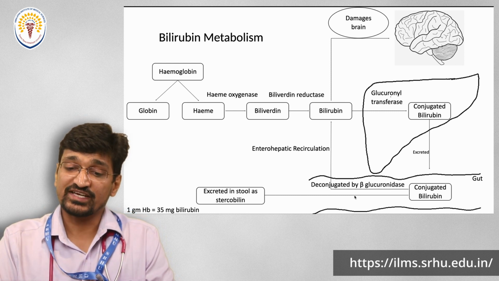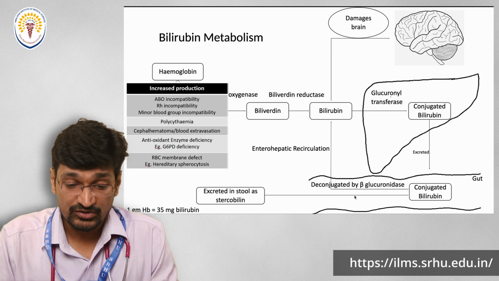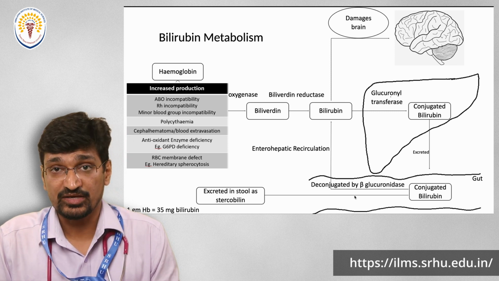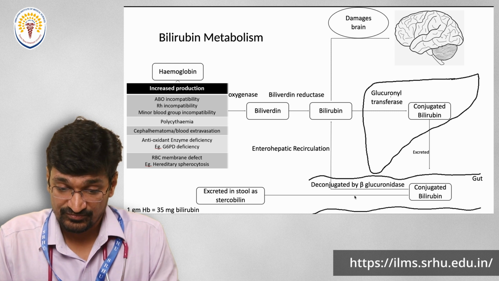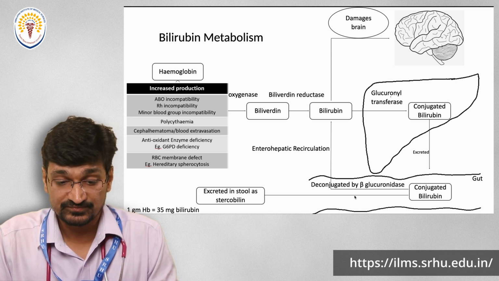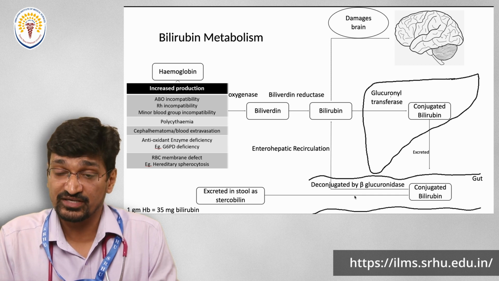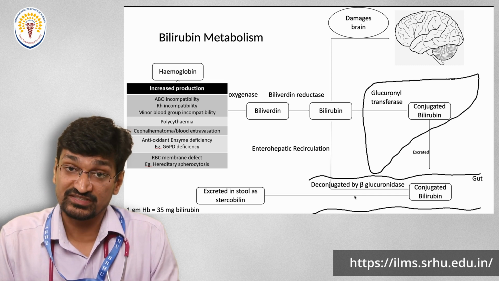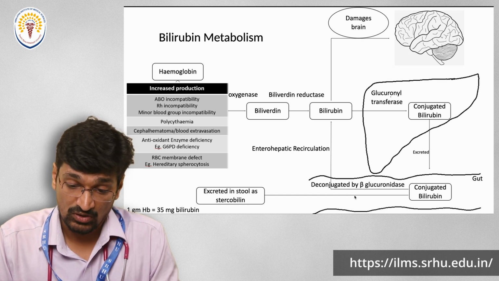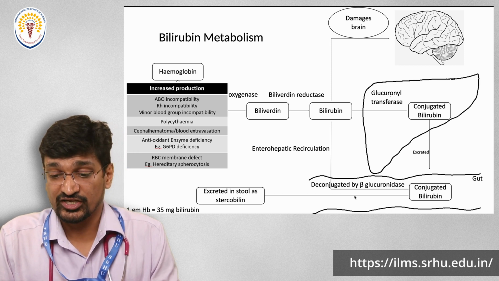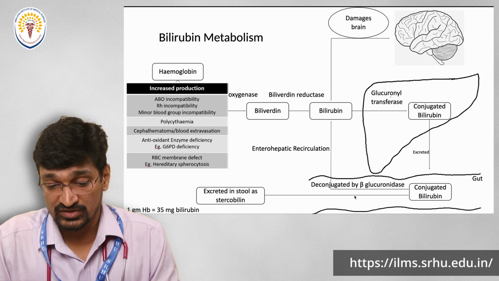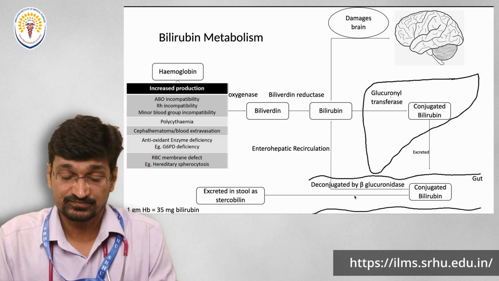What can be the causes of this increased bilirubin? If due to any reason more hemoglobin gets catabolized, for example ABO or RH incompatibility, when more RBCs get lysed due to antibodies present in the blood, or there is polycythemia when there is more hemoglobin present in the blood, which results in more getting catabolized, or there may be extravasated blood accumulated somewhere, for example cephalhematoma, which ultimately gets broken and more bilirubin is formed.